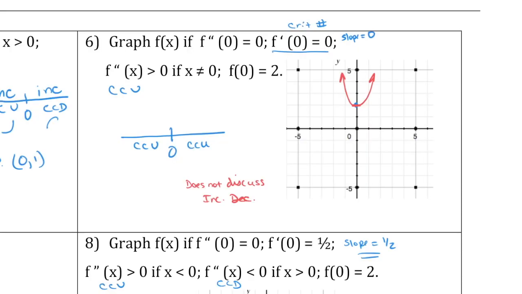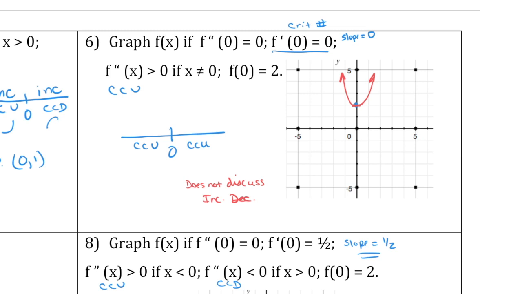All right, so take a look at number 5. Your problems could look just a little bit different. Keep an eye on when you were given a slope. For example, number 8, you were told the slope is 1/2. So do your best to draw something that has a slope of 1/2 through that point.